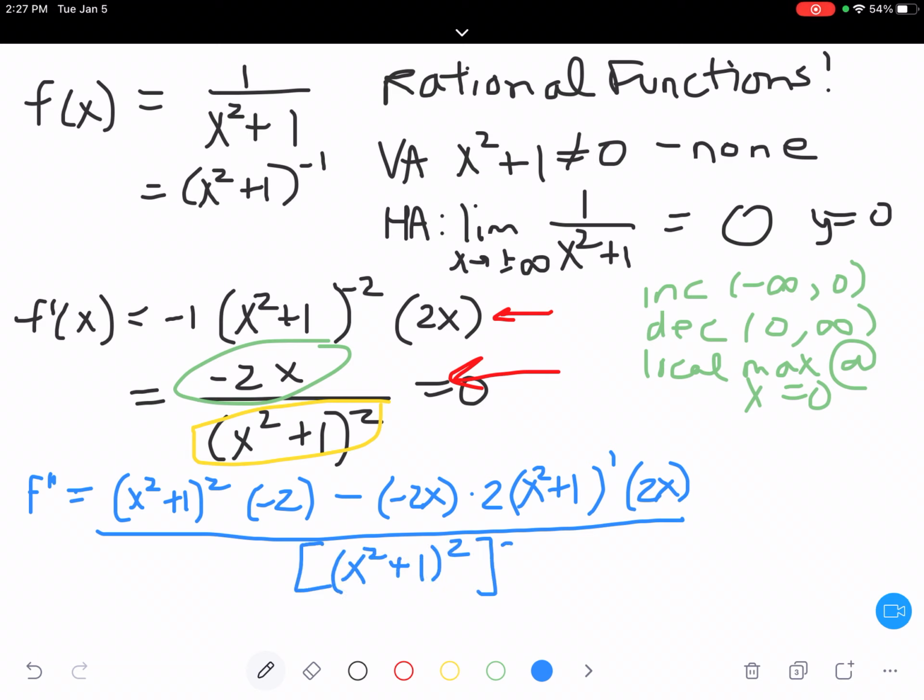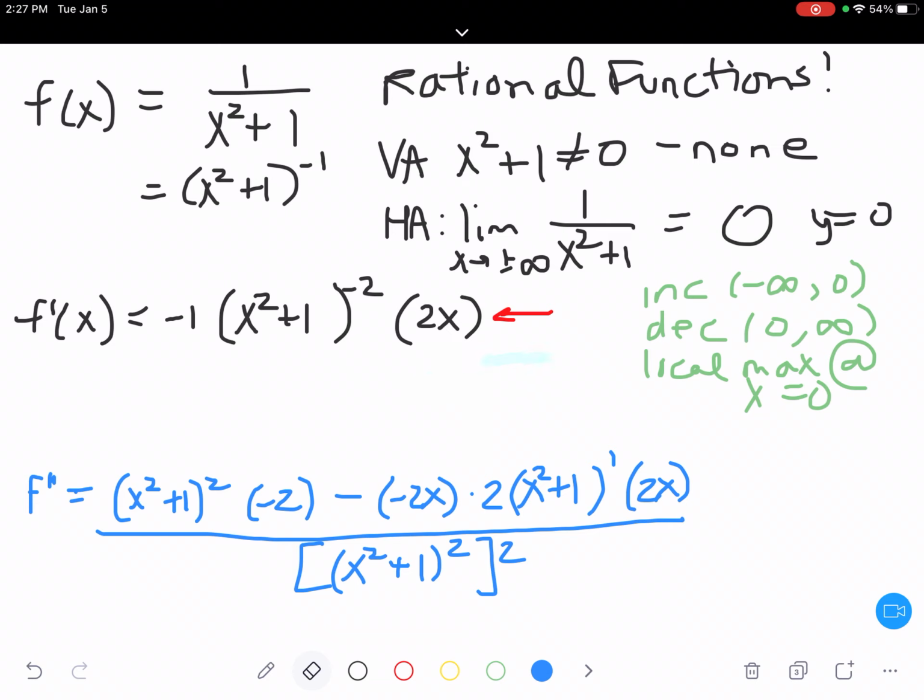So I warned you guys these are going to be algebra heavy problems. We've got to clean this up, which is going to be hard to do. We're lacking space here. I wish I had a bigger board. If I clean this up, this first piece is negative 2 times x squared plus 1 quantity squared. The second piece is minus a negative, so plus, and I have a 2x times a 2 times another 2x. So that's going to be an 8x squared times x squared plus 1. And I'm going to be setting this equal to 0.